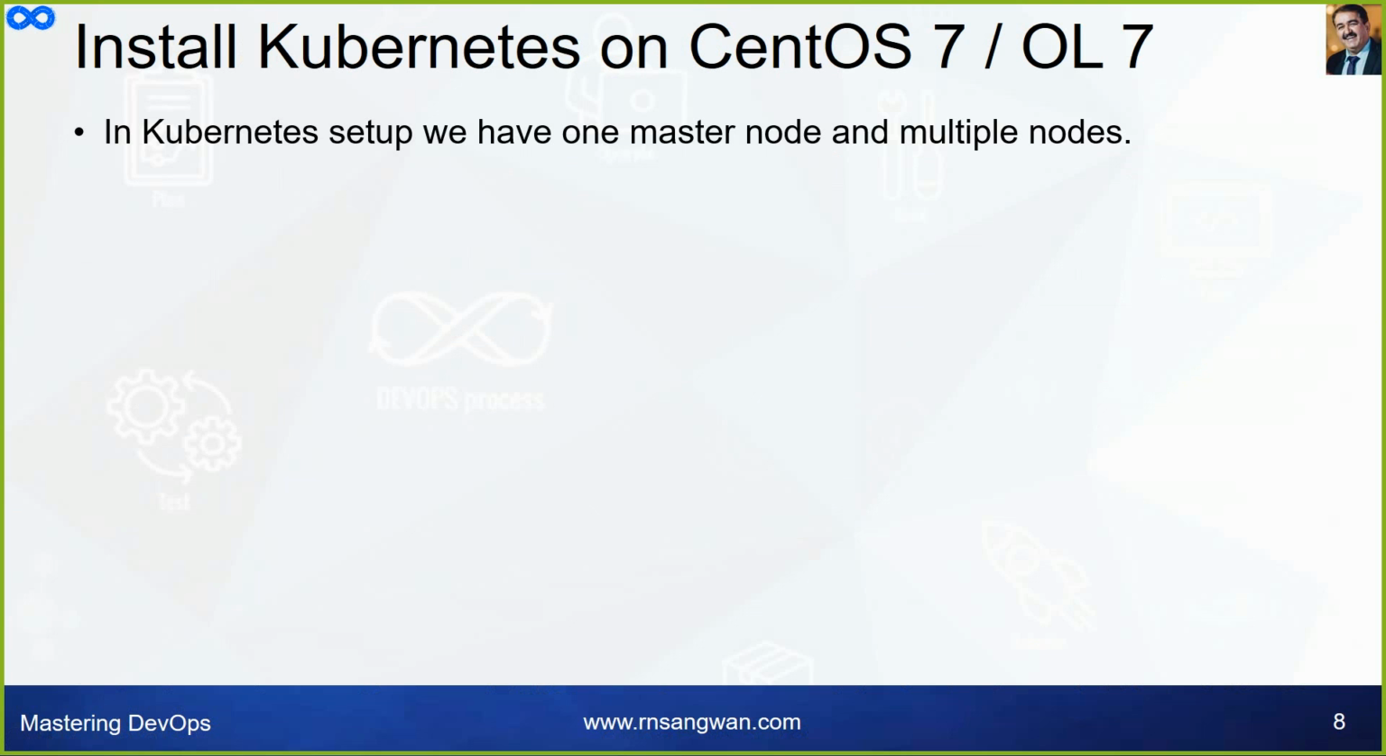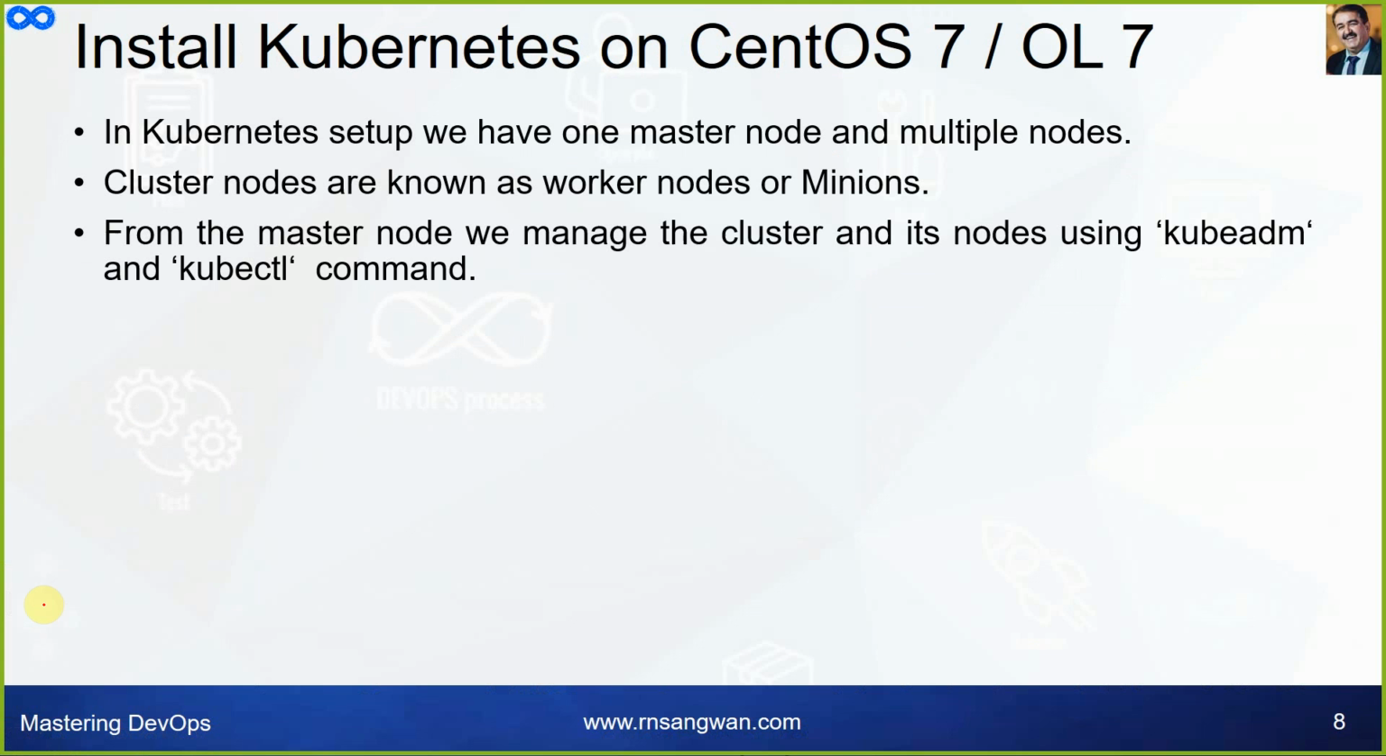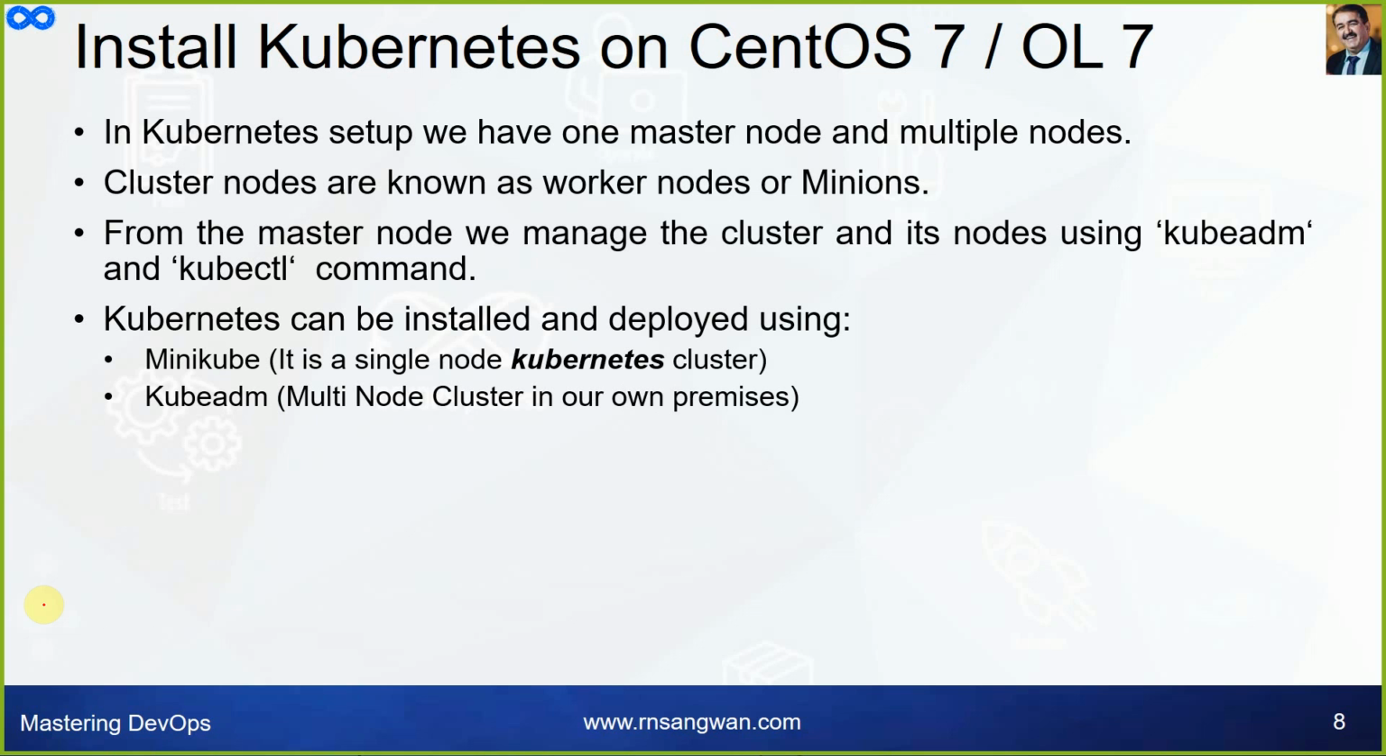Installing Kubernetes on OL7. In a Kubernetes setup, we have one master node and multiple worker nodes. Cluster nodes are known as worker nodes or minions. From the master node, we manage the cluster and its nodes using kubeadm and kubectl commands. Kubernetes can be installed and deployed using minikube, a very simple single node cluster for testing. Good example, good use case. You can use kubeadm, that is a multi-node cluster on our own premises, and that's what we are working on right now.